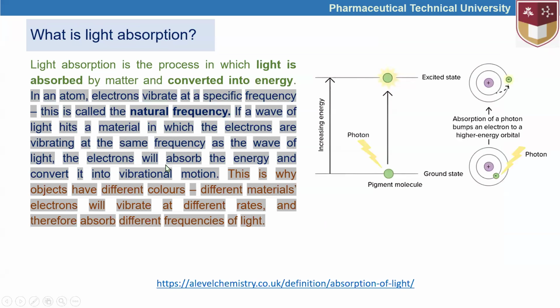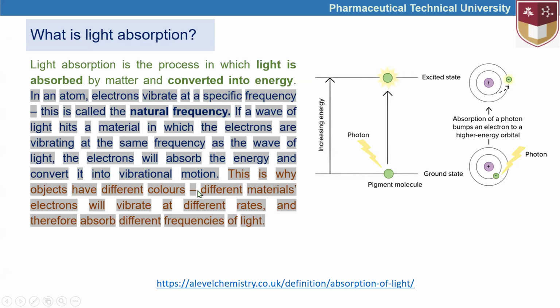And now we are going to understand the meaning of this topic. This is about what light absorption is. Light absorption is the process in which light is absorbed by matter and converted into energy. In an atom, electrons vibrate at a specific frequency. This is called the natural frequency. If a wave of light hits a material in which the electrons are vibrating at the same frequency as the wave of light, the electrons will absorb the energy and convert it into vibrational motion.